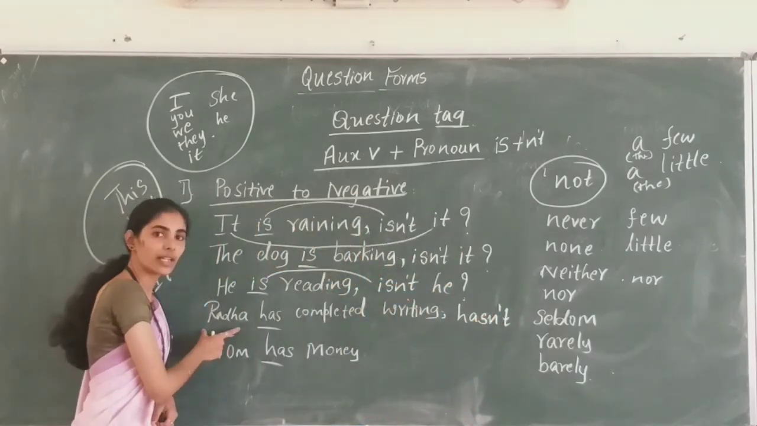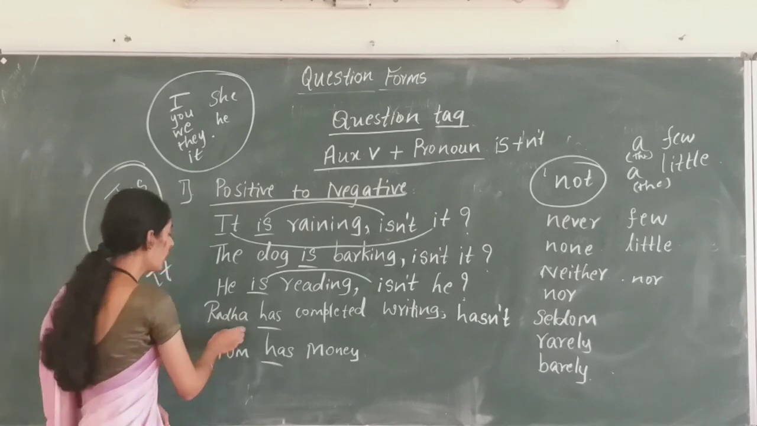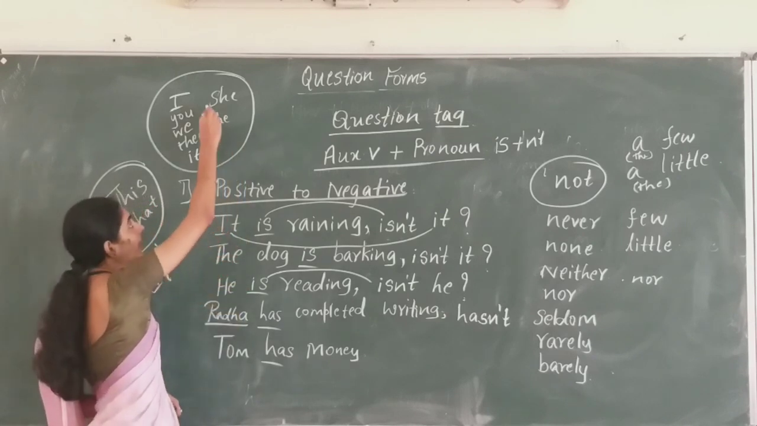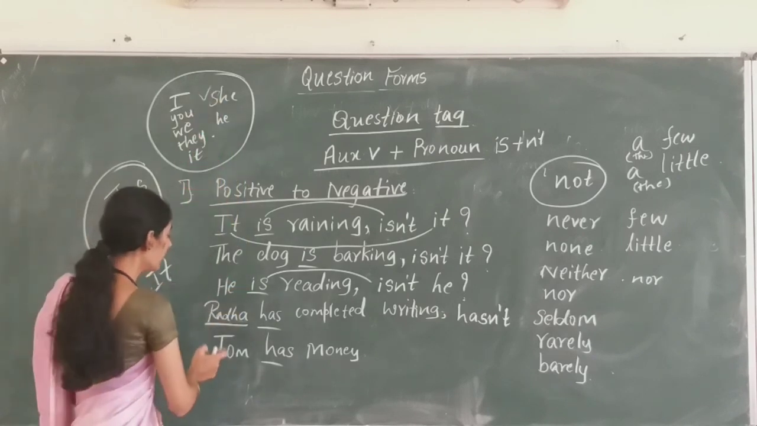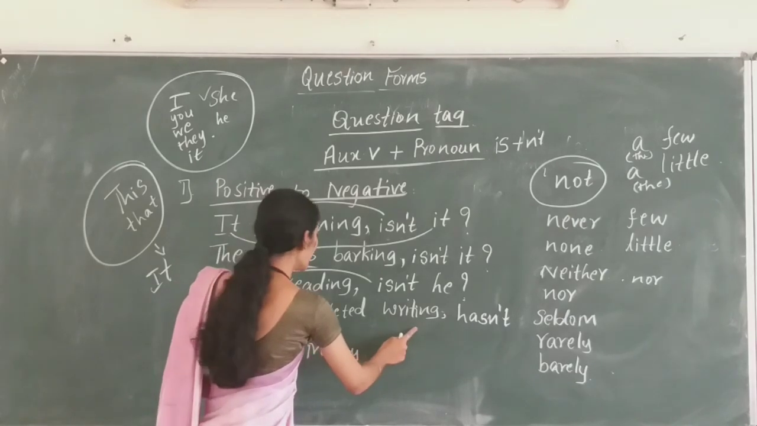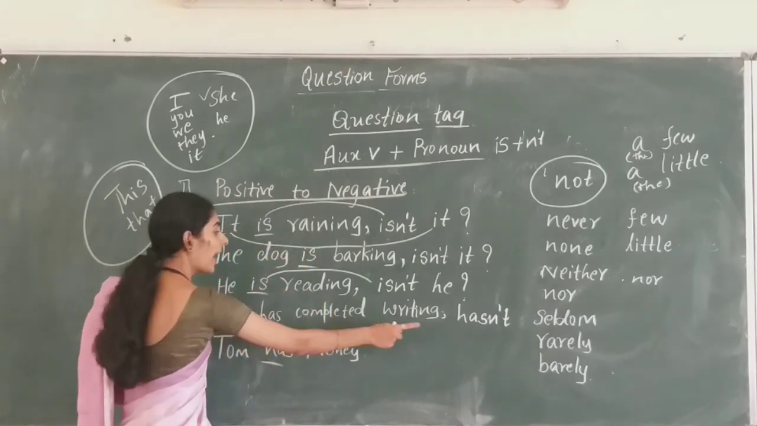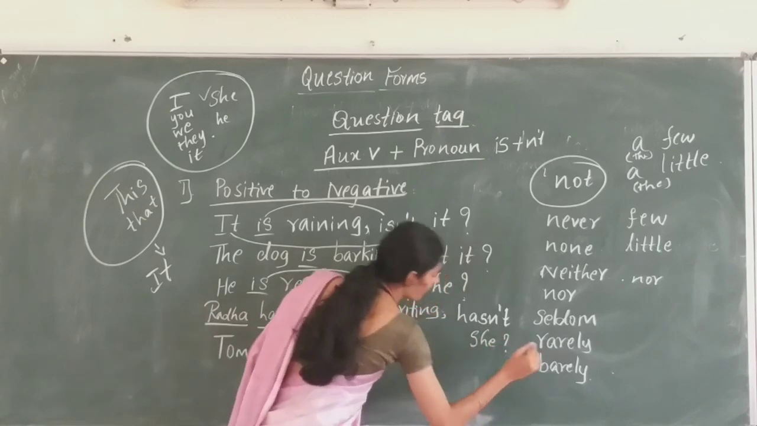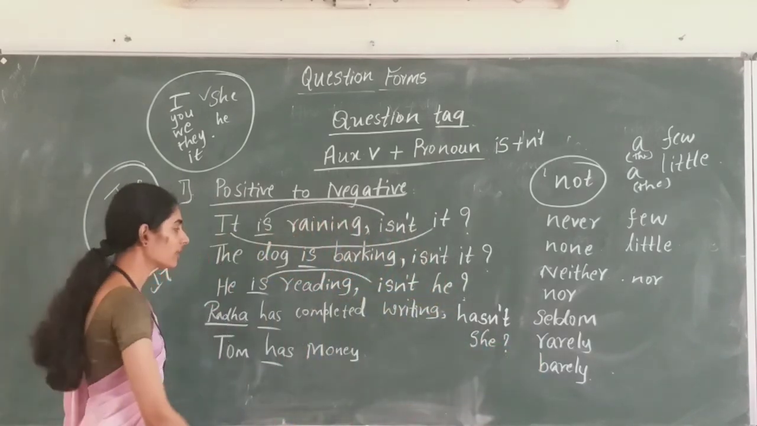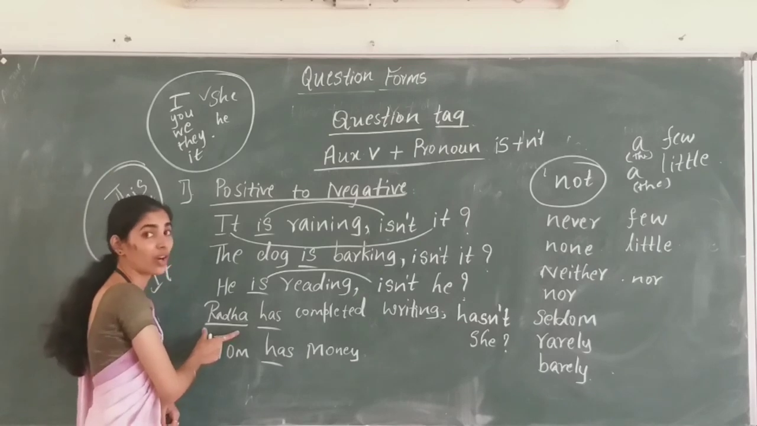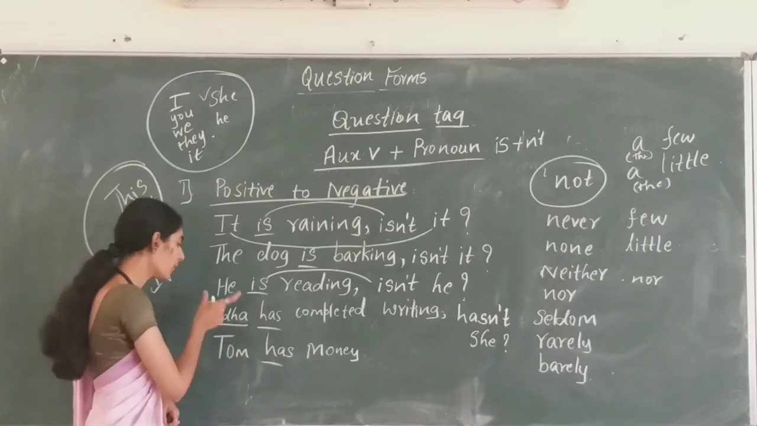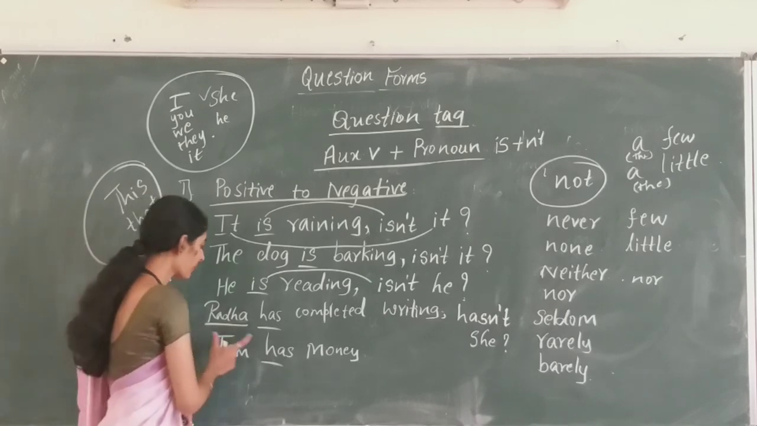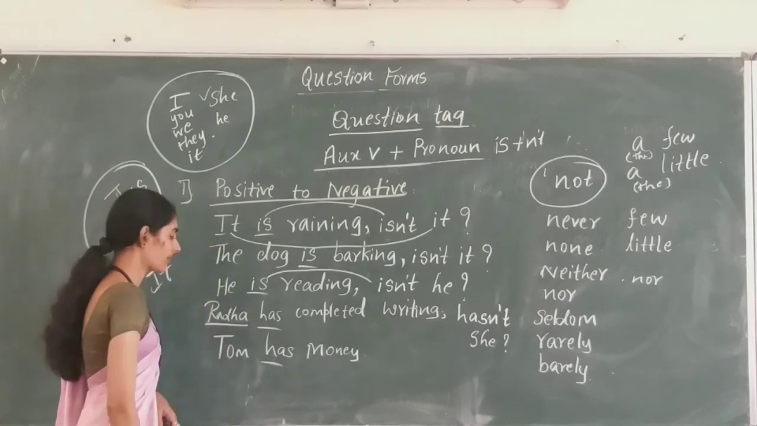You cannot write Radha. What did I say? Which is the right pronoun for Radha? Radha is a girl. So we have to write she. Okay. So, Radha has completed writing, hasn't she? Hasn't she? This is how you need to write the pronoun instead of the proper noun. If you write the proper noun, that will be wrong. You lose marks.